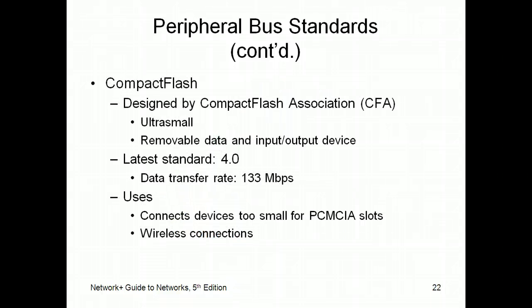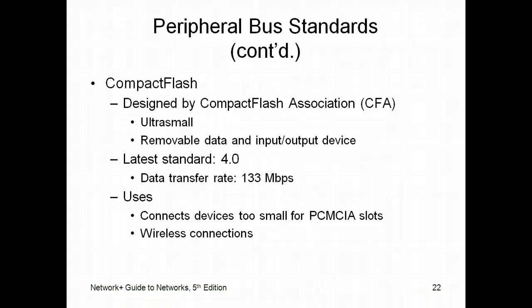Compact flash is the next. It came in ultra small, and yes, these were used in computers for years. Compact flash had slots in desktops, laptops, late 90s, and ultra small, removable data, input-output devices. You guys are most familiar with compact flash and digital cameras probably when they first came out.